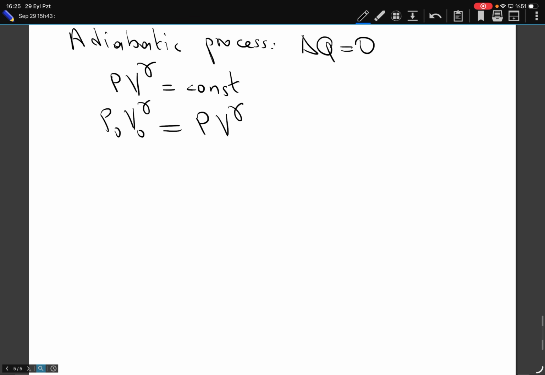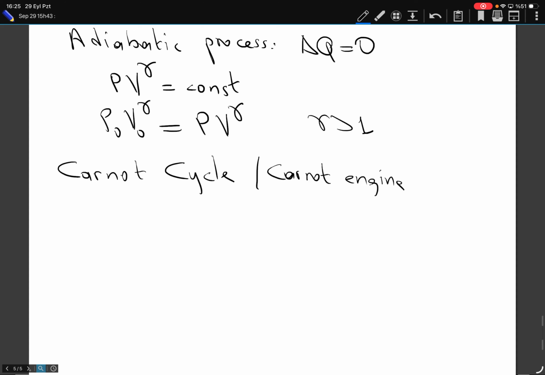So we have these two processes. Using these two processes, we can devise what is called a Carnot cycle or a Carnot engine. You see, this gamma is larger than 1, by the way. Now, what is a Carnot engine?